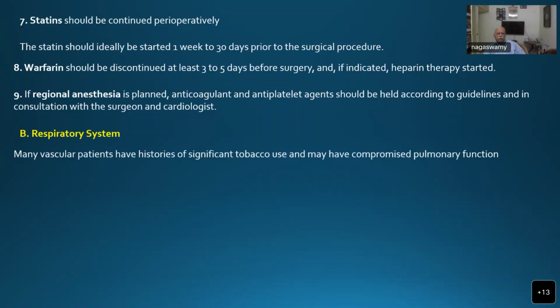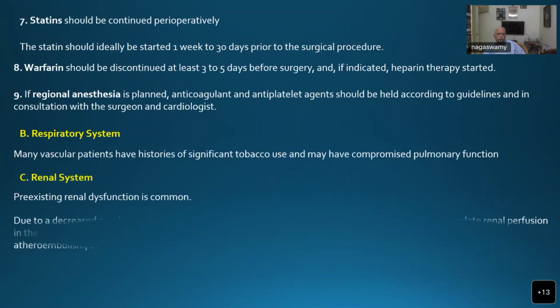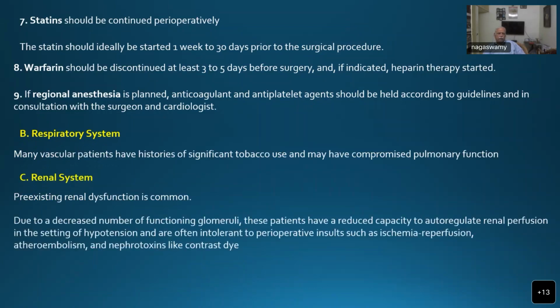And respiratory system, many patients may have high tobacco use and may have compromised pulmonary function, as in our case. And renal system, pre-existing renal dysfunction is very common, and due to decreased number of functioning glomeruli, they have very little capacity for autoregulation. So the autoregulatory power is lost, and any hypotension will result in acute kidney injury.